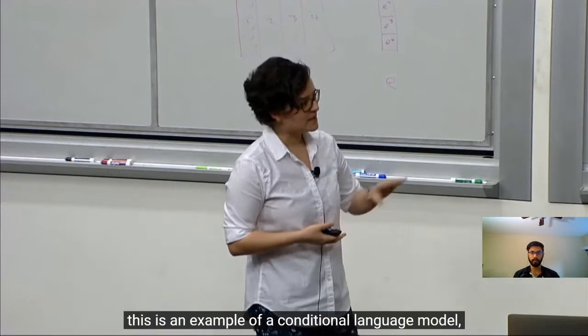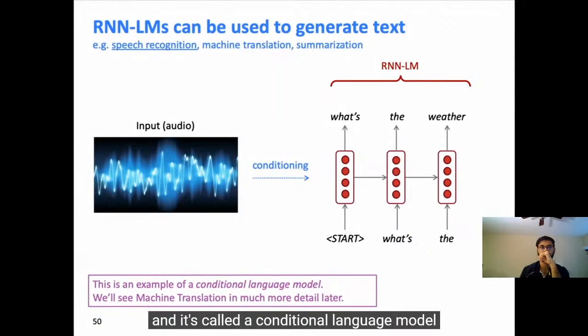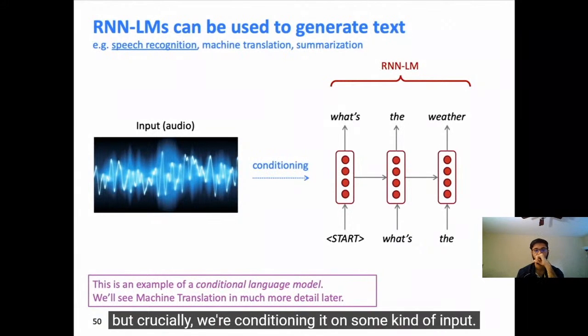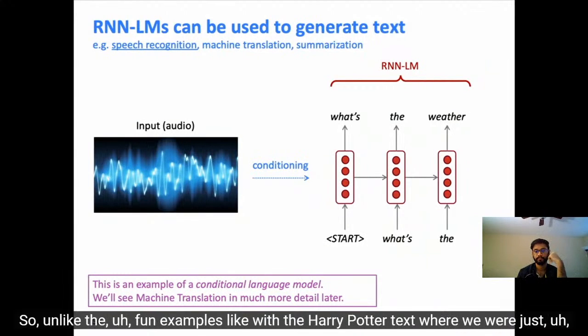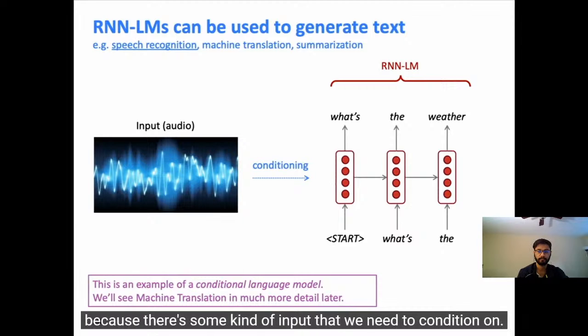Okay, so this is an example of a conditional language model. It's called a conditional language model because we have the language model component, but crucially we're conditioning it on some kind of input. Unlike the fun examples like the Harry Potter text, where we were just generating text unconditionally, we trained it on the training data and then started it with some kind of random seed and it generated unconditionally. This is called a conditional language model because there's some kind of input that we need to condition on.